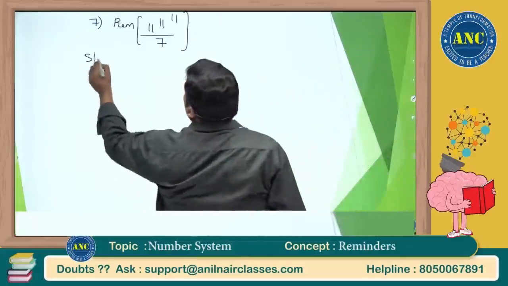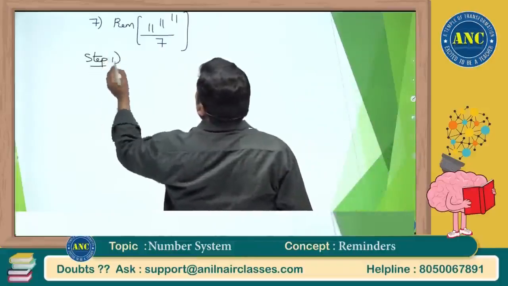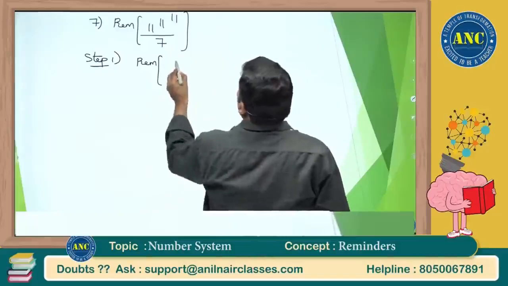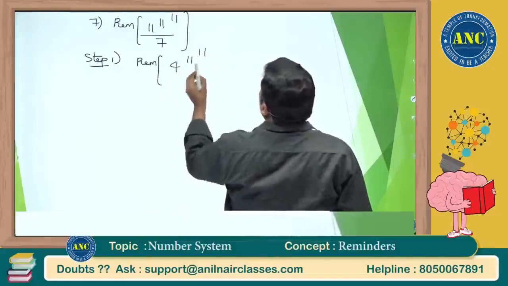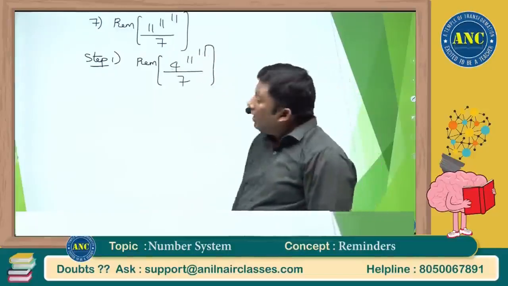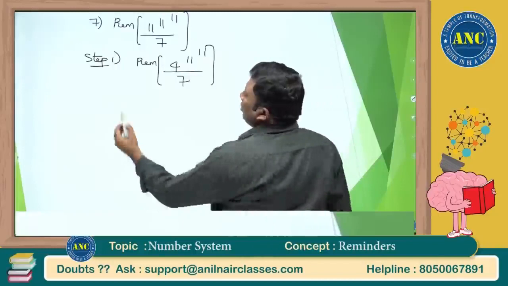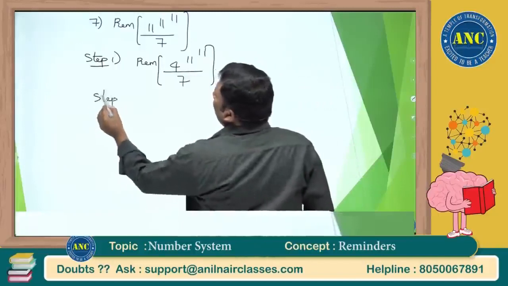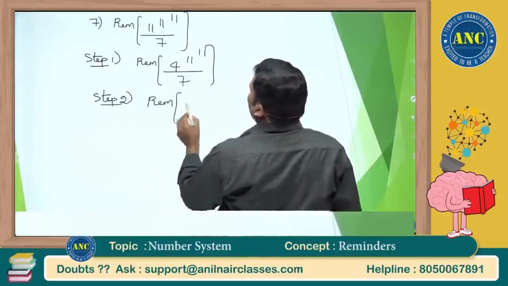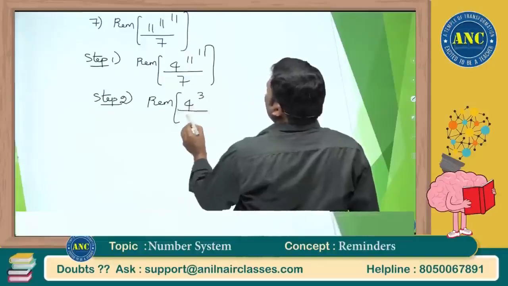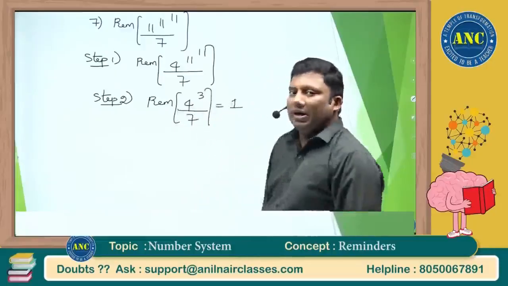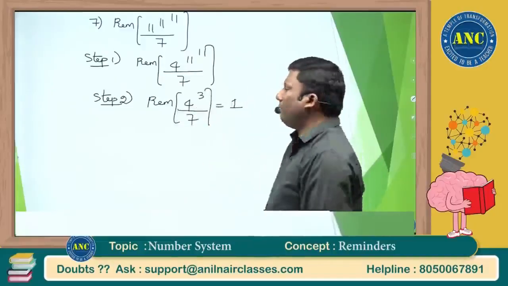Step number 1. Just to go step by step, sir. If the numerator base is greater than the denominator, 7 ones are 7. Remaining it is 4 power 11 power 11 divided by 7. Step number 2. Which power of 4, when I divide by 7, will give plus 1? 4 cube, 64. 7 nines are 63. Positive remainder it is 1. In the next problem I will take minus 1.